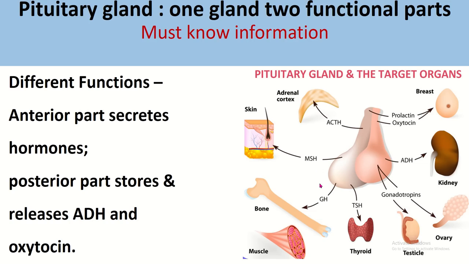The two lobes of the pituitary gland have two separate functions. The anterior part secretes some hormones which stimulate other organs or other glands of the body, and the posterior pituitary releases some specific hormones, antidiuretic hormone and oxytocin. They have two specific target organs. One is the kidney and another is the reproductive organ.